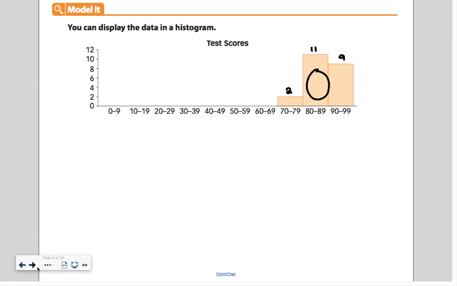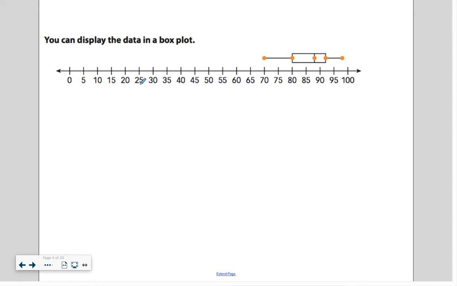Okay, and then the last way we could display this is on a box and whisker plot, sometimes just called a box plot. Sometimes they call it a box and whisker plot. Those whiskers are those little lines right there coming out from it. And this divides the data into quarters, okay? So let's talk about that.